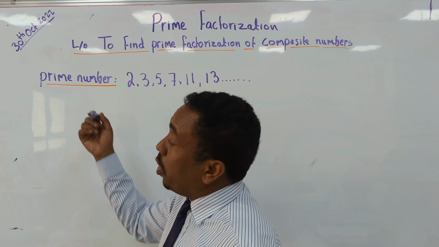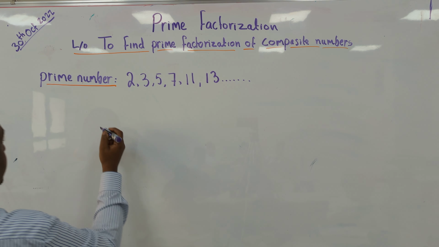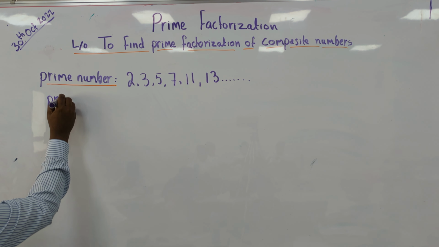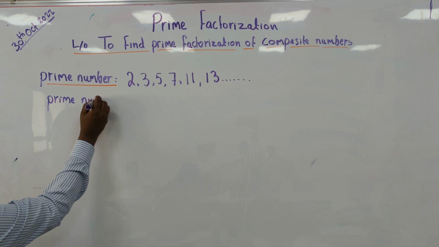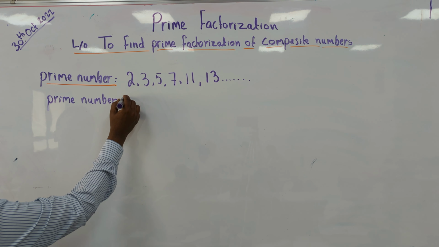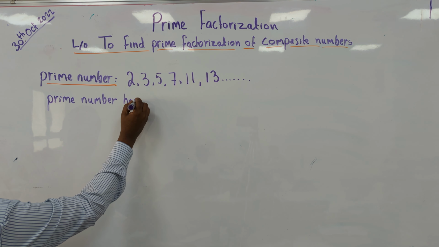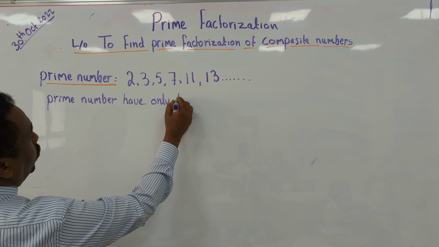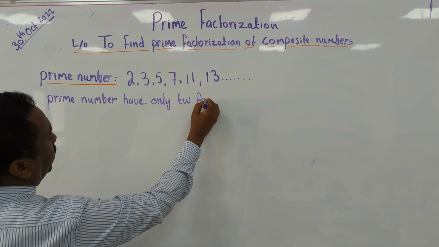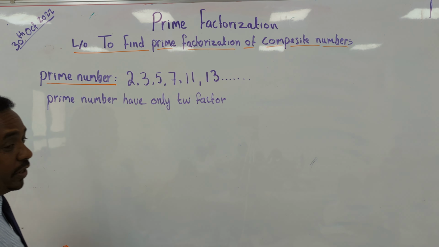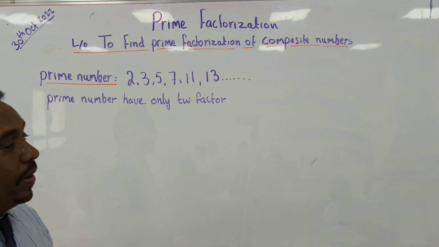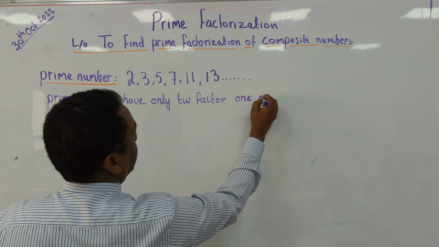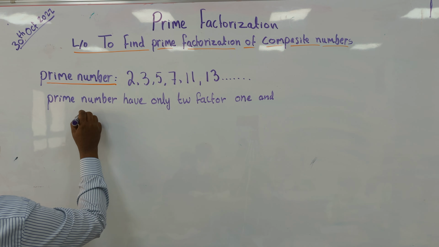So let's write down, because this is how we know what a prime number is. Prime numbers have only 2 factors. There are only 2 numbers that multiply to give a prime number: 1 and itself.